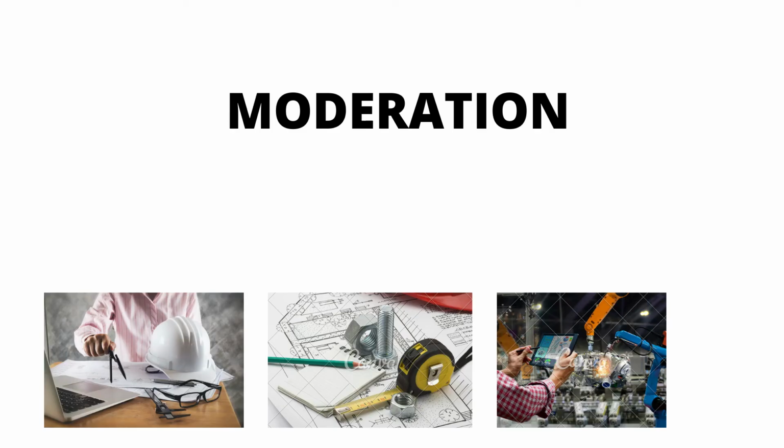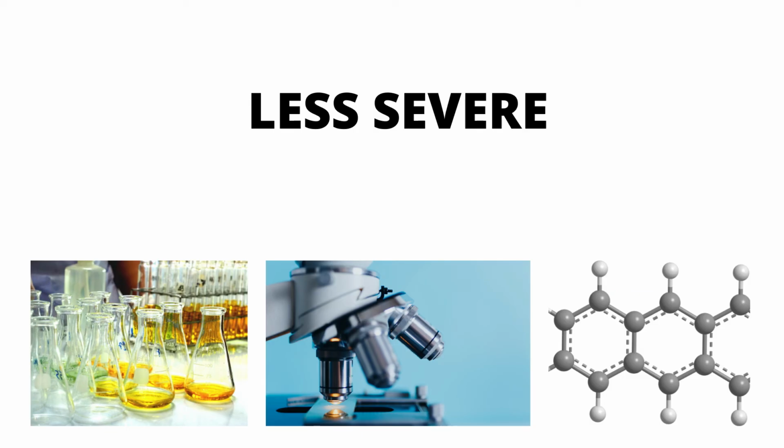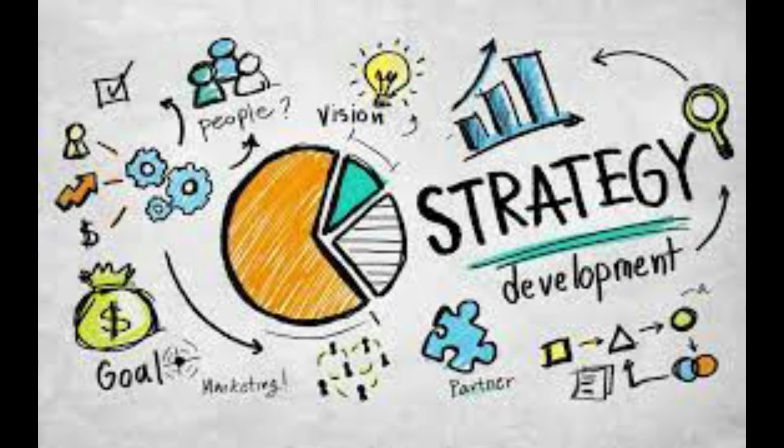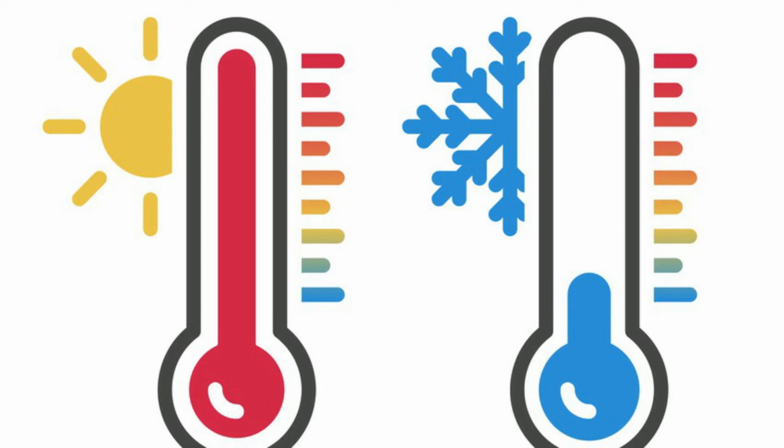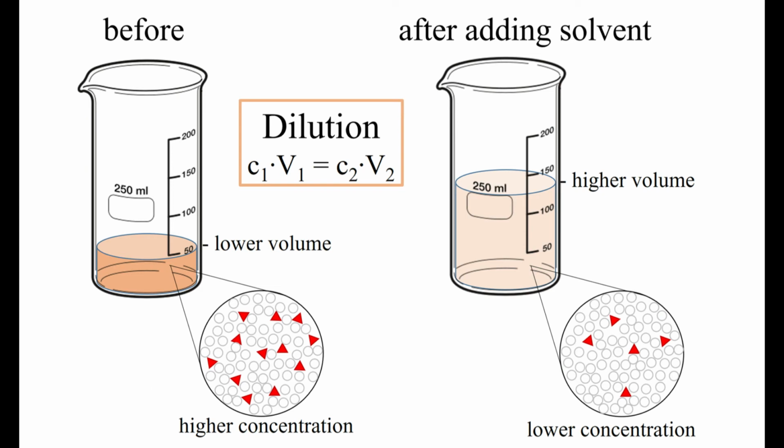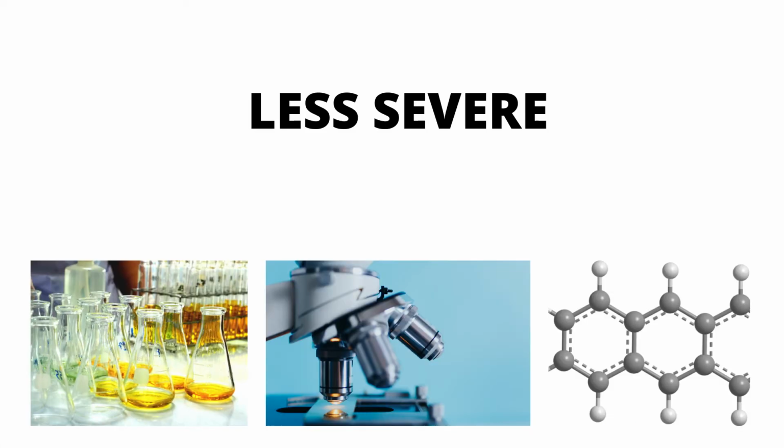Now let's go into detail on how moderation works. Moderation means using material under less hazardous conditions. Moderation of conditions can be accomplished by strategies which are either physical, meaning lower temperature or dilution, or chemical, where we see the development of reaction chemistry which operates at less severe conditions.